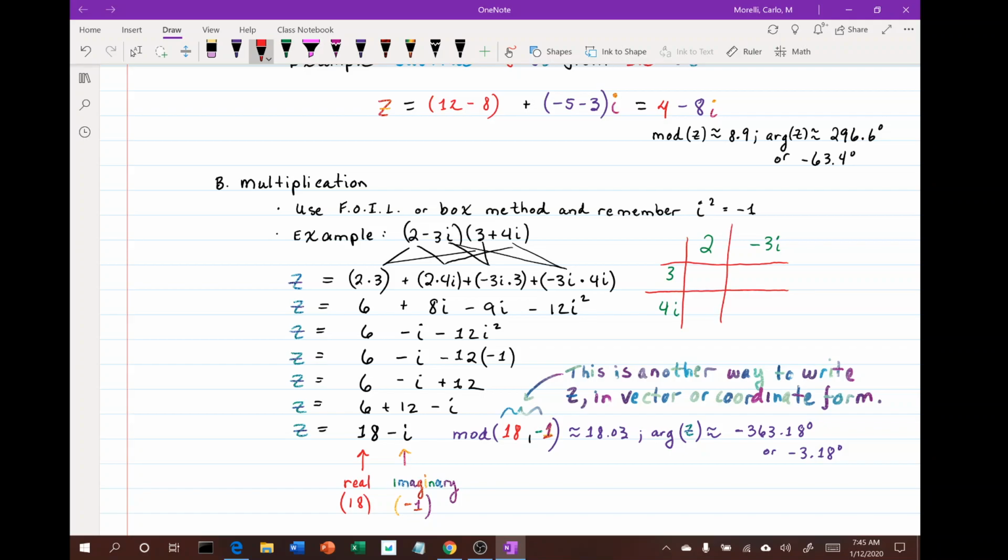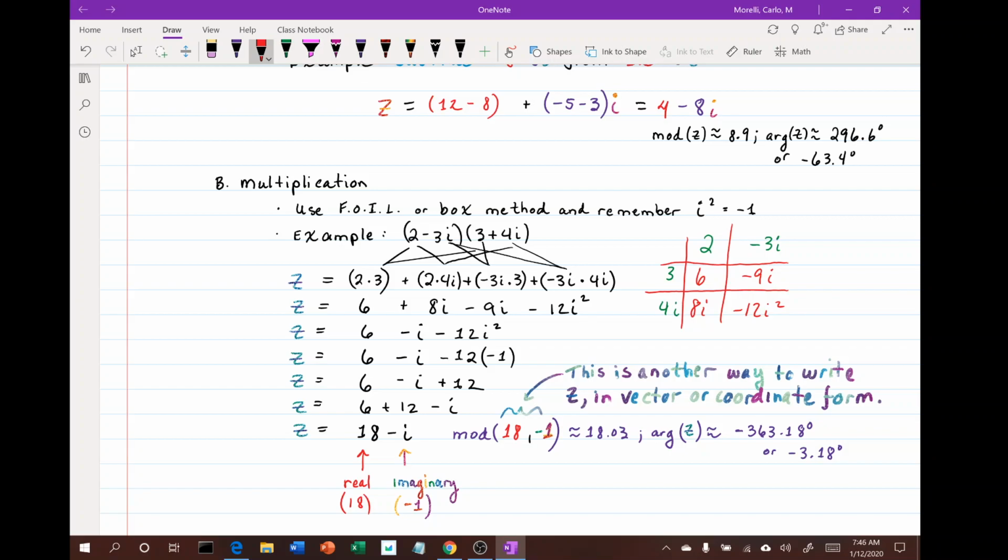But here's how you do box. You fill in these boxes by multiplying. What's 2 times 3? 6. What's 2 times 4i? 8i. What's negative 3i times 3? Negative 9i. What's negative 3i times 4i? Negative 12i squared. All right, so that's exactly what we did here: 6 plus 8i minus 9i minus 12i squared.